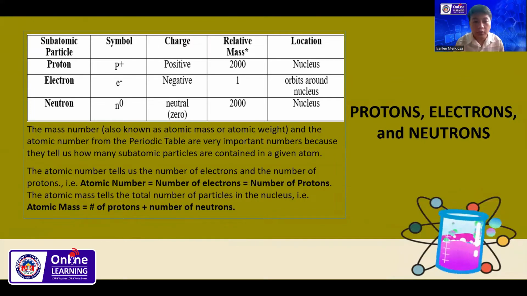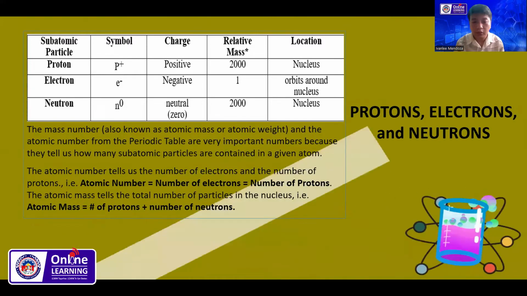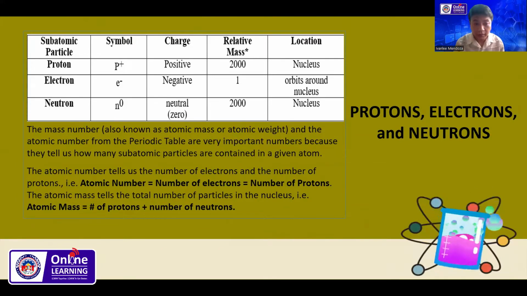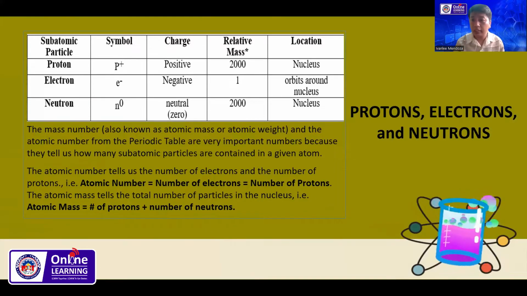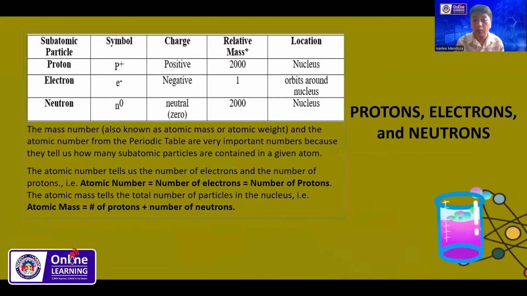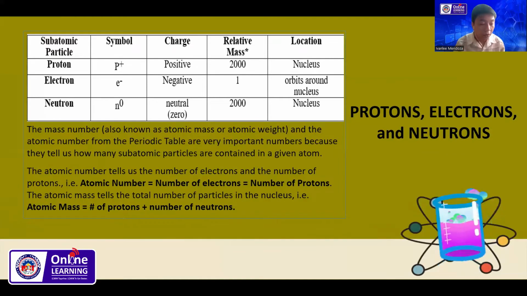Now, the mass number, also known as the atomic mass or atomic weight, and the atomic number from the periodic table are very important numbers because they tell us how many subatomic particles are contained in a given atom. The atomic number tells us the number of electrons and the number of protons. Example, the atomic number is equal to the number of electrons, which is also equal to the number of protons. And the atomic mass tells us the total number of particles in the nucleus. The atomic mass is equal to the number of protons plus the number of neutrons.